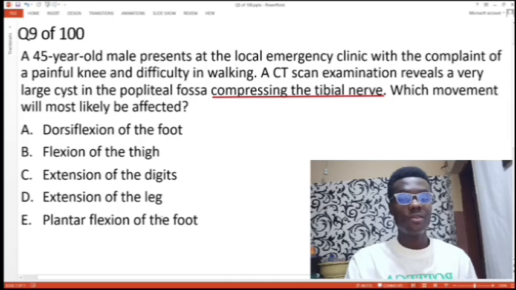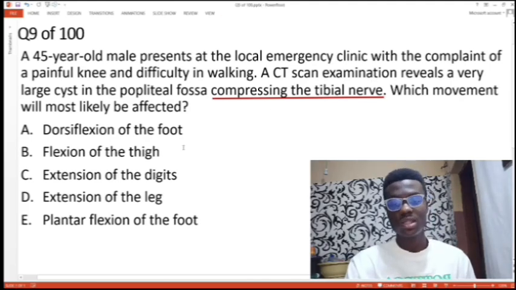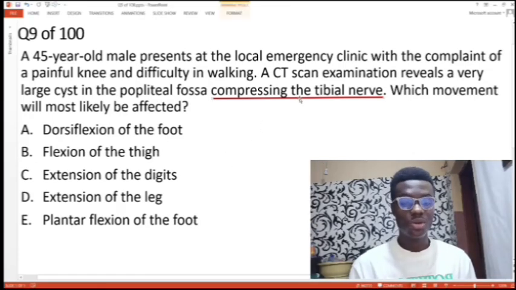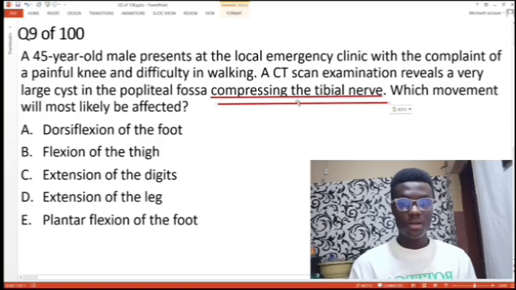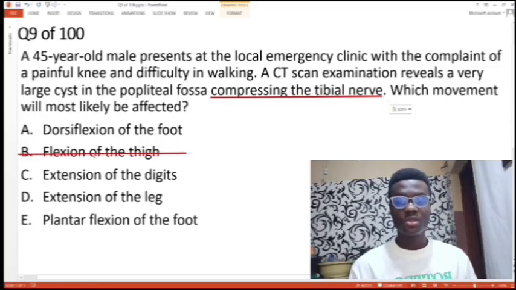So I've underlined the most important thing that we need to look out for in the question, which is compression of the tibial nerve. So compression of the tibial nerve will affect which of these motions? First off, let's rule out option B. Option B should not be part of what you should be considering at all.